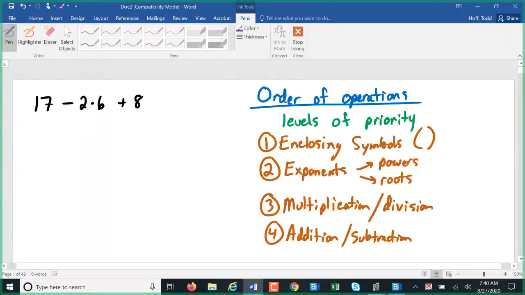Let's bring this back to this original problem. The main way that the order of operations is interpreted is to look at the whole problem in general. Looking at this, there are no enclosing symbols. There are no exponents, so multiplication is the highest level of priority. We have the 2 times 6. Now the way it works is we take that 2 times 6, we remove it, and we replace it with the result, which of course is 12. The rest of the problem gets rewritten exactly like it was.